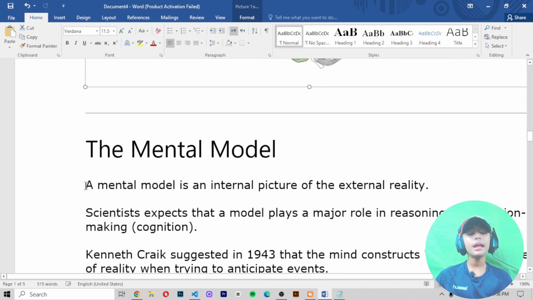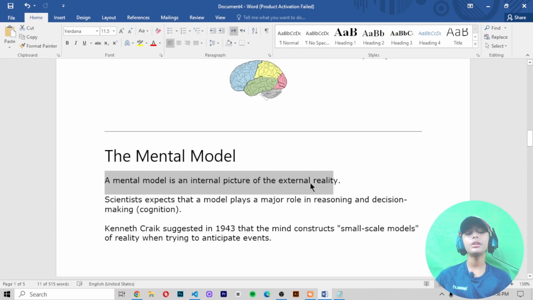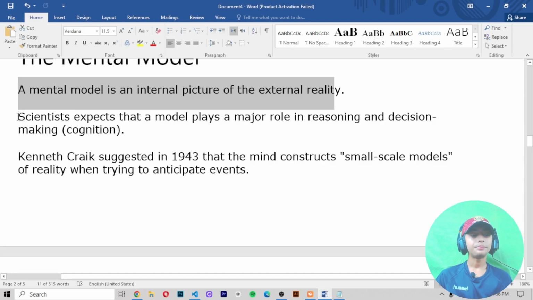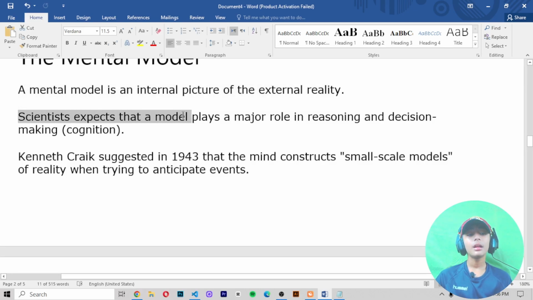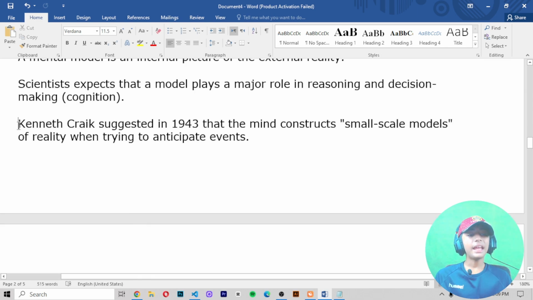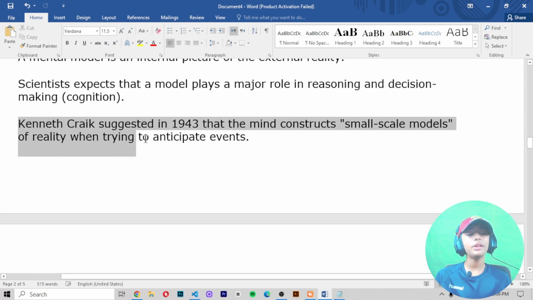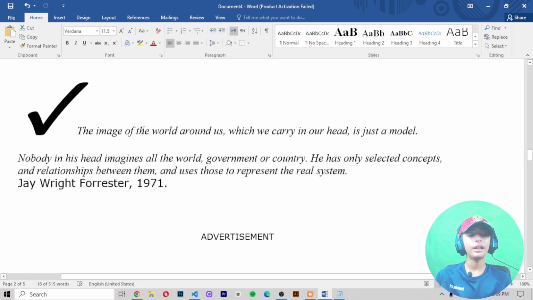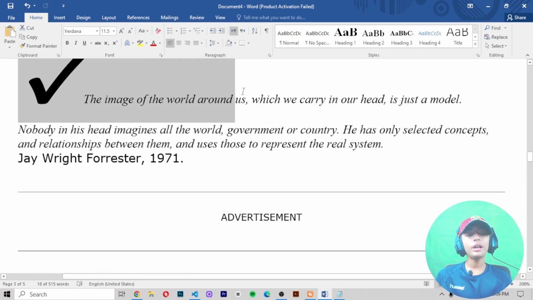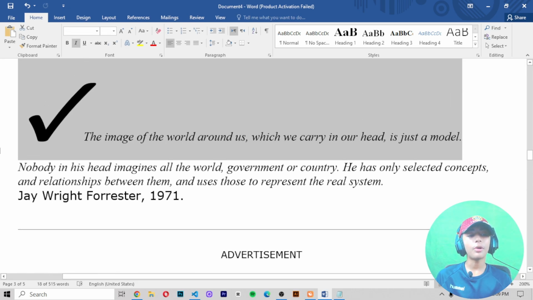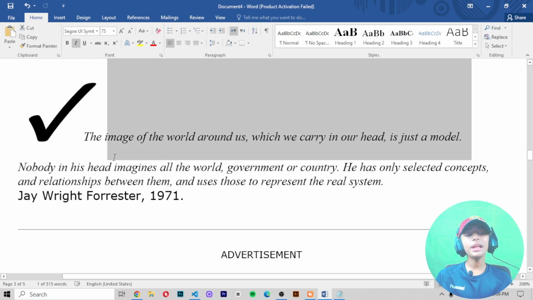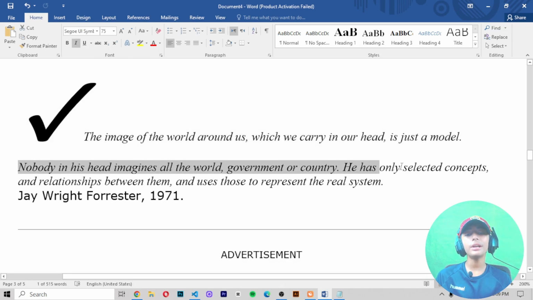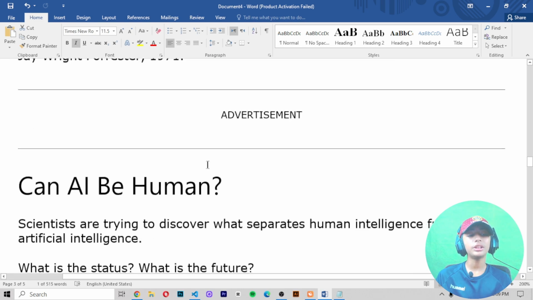One example is the mental model. A mental model is an internal picture of the external reality. Scientists expect that a model plays a major role in reasoning. Kenneth Craik suggested in 1943 that the mind constructs small-scale models of reality when trying to anticipate events. The image of the world around us which we carry in our head is just a model. Nobody in their head images all the world; government or a country has only selected concepts and relationships between them and uses those to represent the real system.